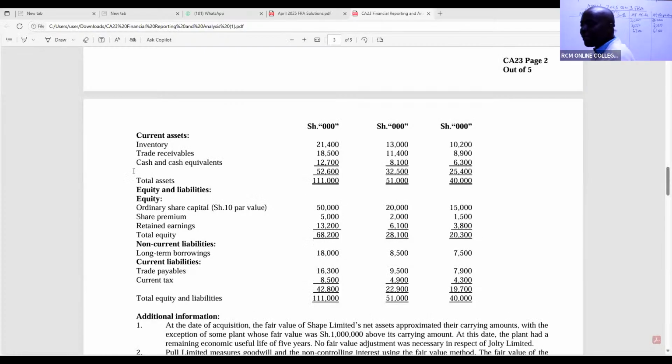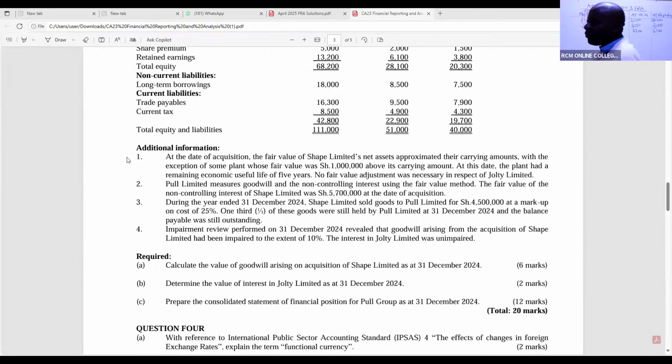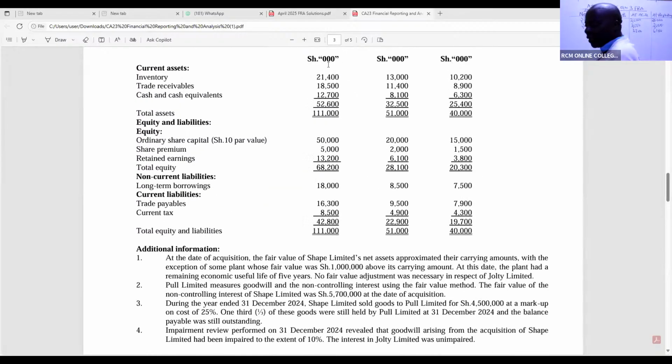Now from there, ladies and gentlemen, I'll be able to read through. Your additional information is not like ACCA. Even if it's advanced FR, it will go to note number 6 or 7 at most. Your additional information is so little. Like now, number 1: at the date of acquisition, the fair value of SHIP Limited's net assets approximated their carrying amounts, with the exception of some plant whose fair value was 1,000 above its carrying amount. I'm cutting the 3 zeros because these are in shillings thousands.